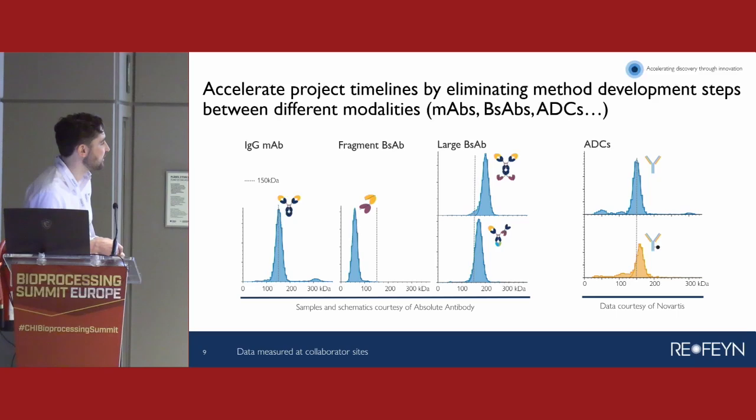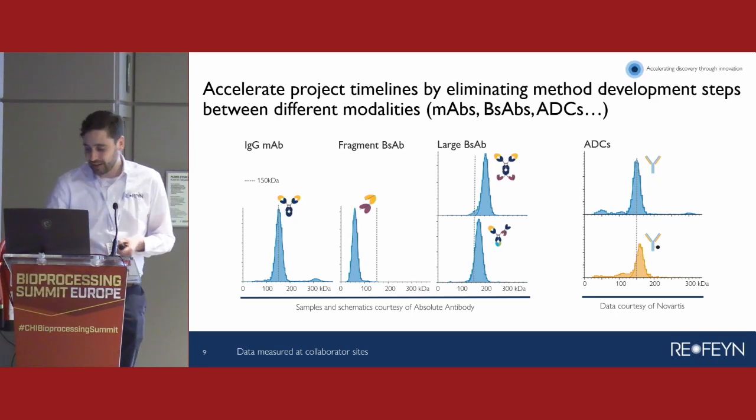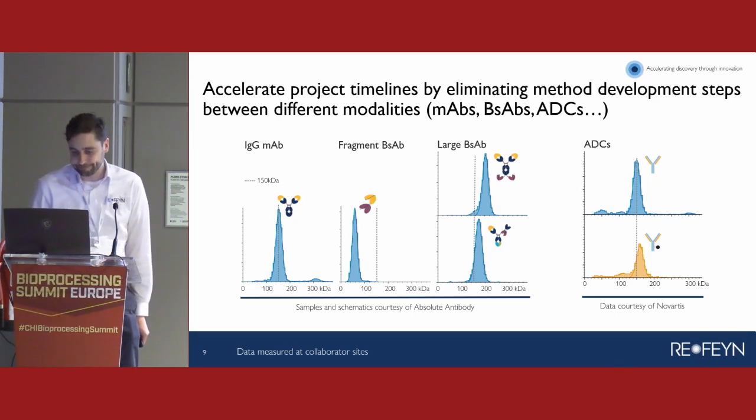Just as a slight side note, this ADC experiment is quite nice. So here they have just the antibody by itself, and then with the drug conjugated, we can actually calculate an average DAR here using the mass shift of that peak, again, one of the advantages of delivering high-resolution mass data.